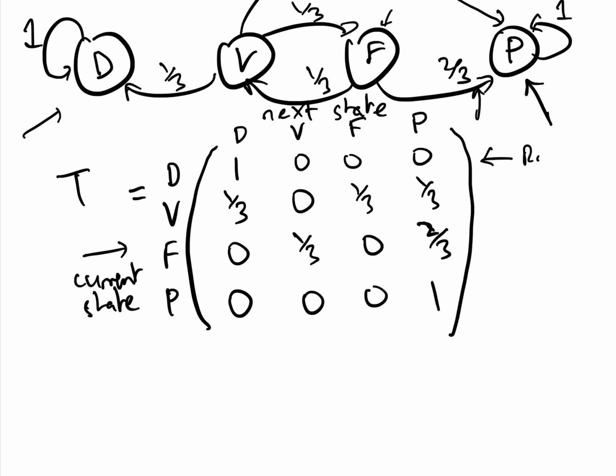Now just a couple of things. The rows always add up to 1, which is basically, if he's in a current state, he must go into some state. He can't disappear into thin air. So therefore, the sum of the probabilities is equal to 1.